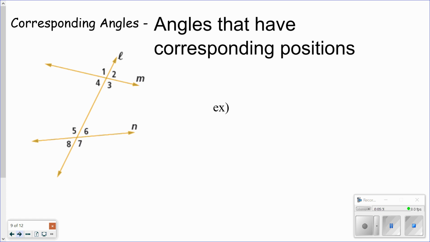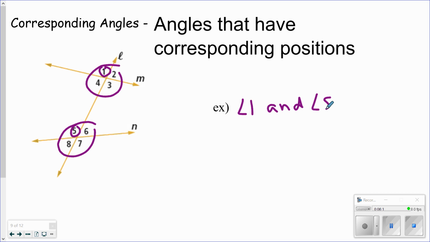Corresponding angles. Corresponding angles are angles that have corresponding positions, the same position. So looking at our diagram here, we see a group of 4 angles here and a group of 4 angles here. So corresponding angles are angles that are in the same position in that group of 4. So for example, angle 1, and I'll circle this, and angle 5 would be corresponding angles.